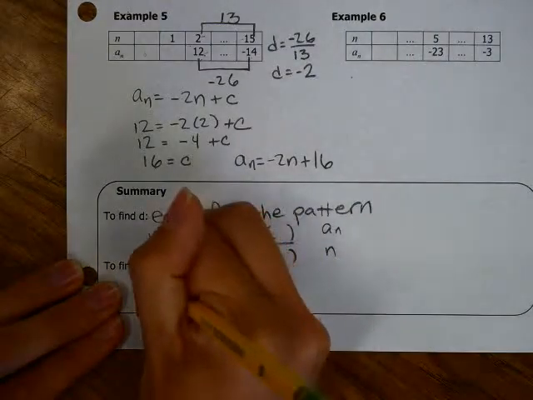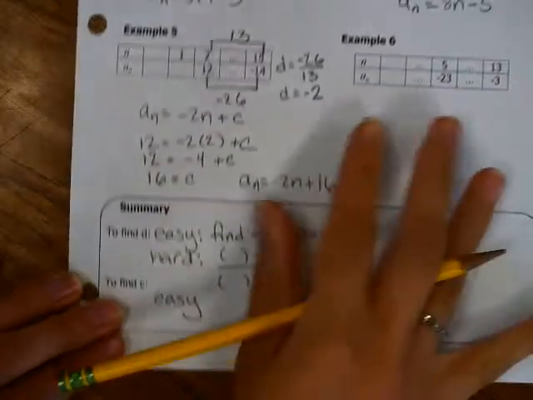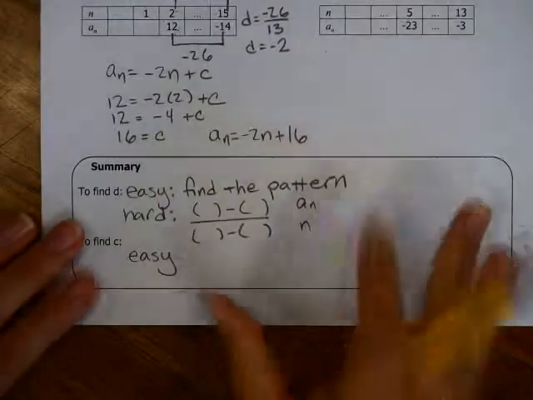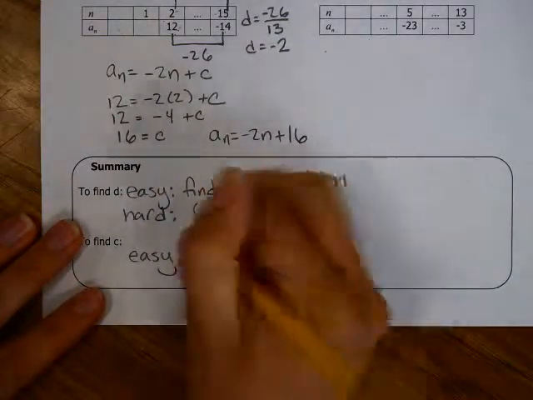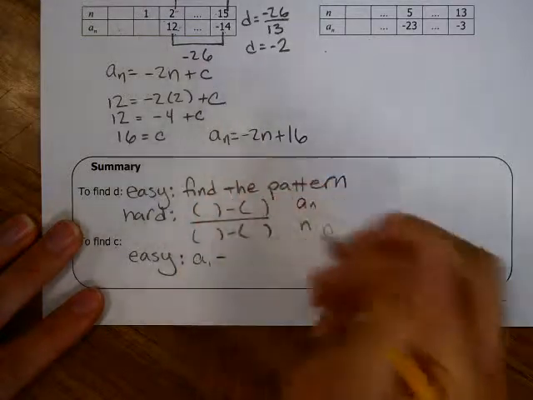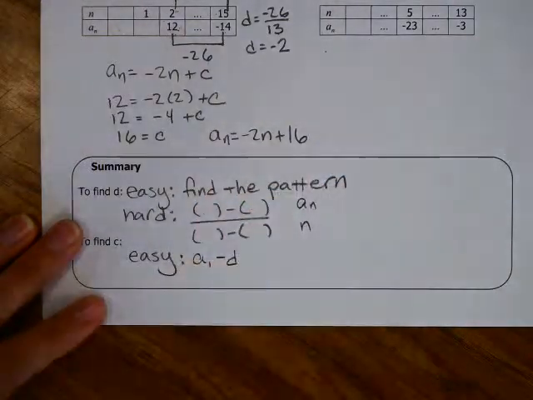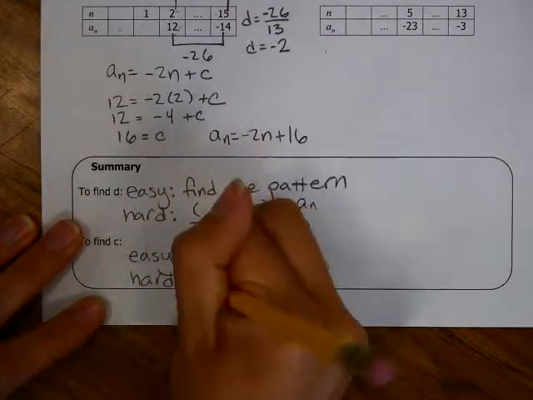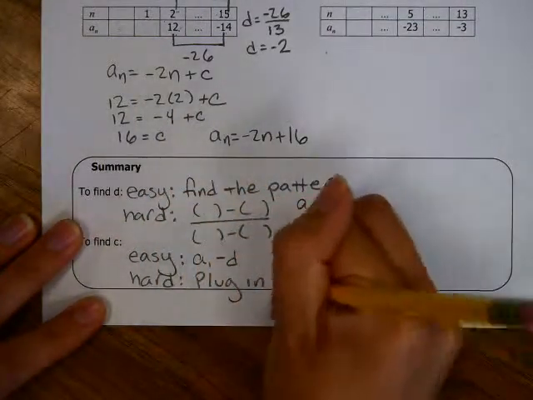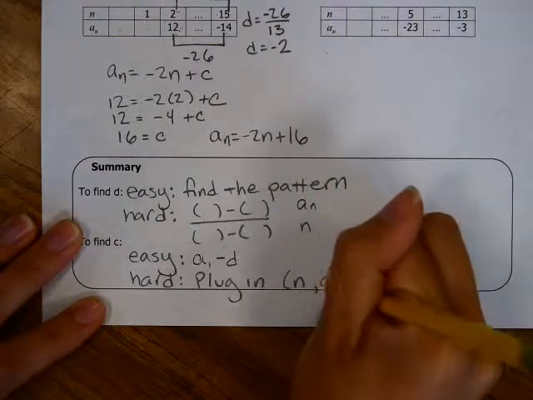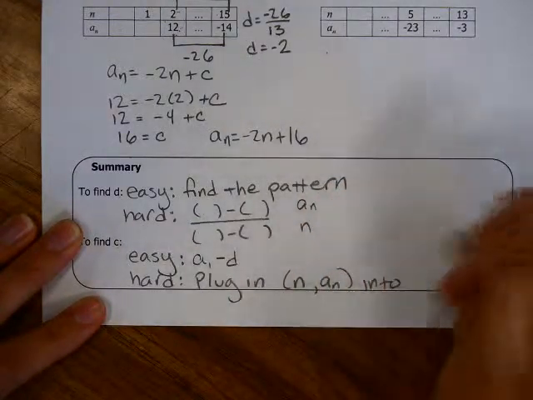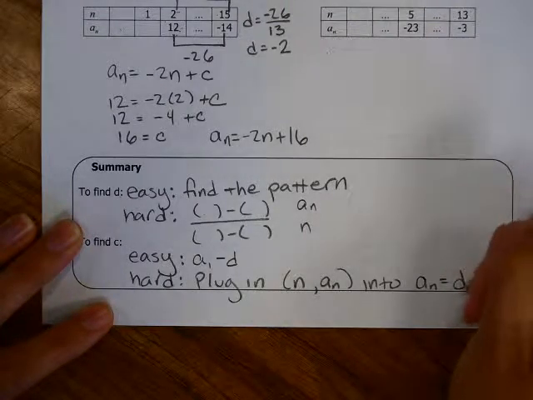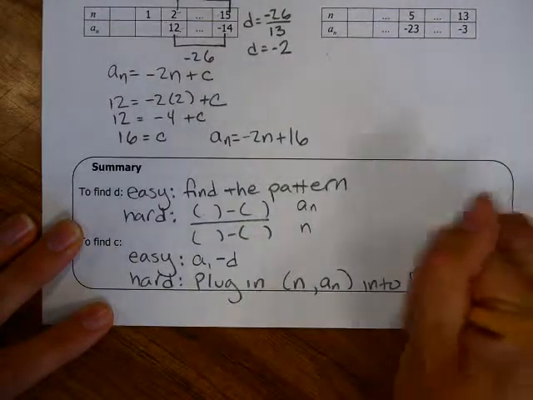To find c, on the easy ones, remember what we did? We just counted backwards by 1. There is a formula for it: a sub 1 minus d. And for the harder ones, plug in n, a sub n into the formula. A sub n equals bn plus c, and you will be able to find your c.